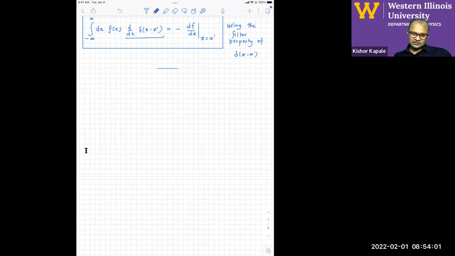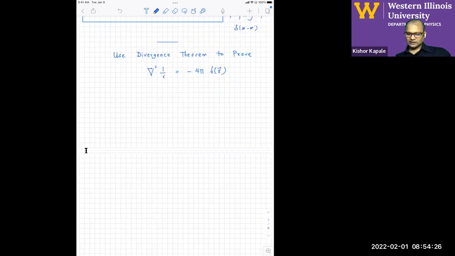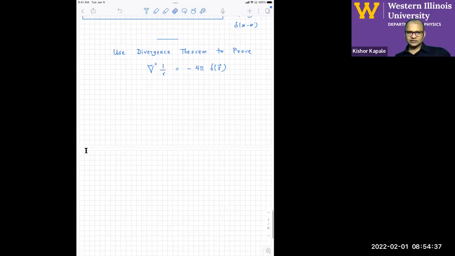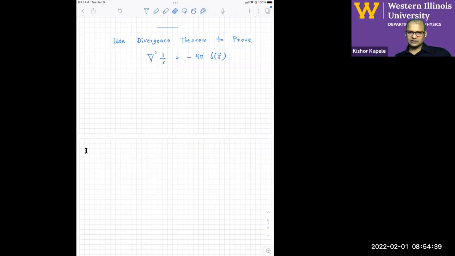Okay, so here's our task. Use the divergence theorem to prove that the Laplacian applied to 1 over r is equal to negative 4 pi delta of r. Okay, so that's the idea. And again, you could see you need these integral theorems because the delta function is not defined by itself. It is defined only through an integral. So you need to have the right kind of integral to be able to do that, right?